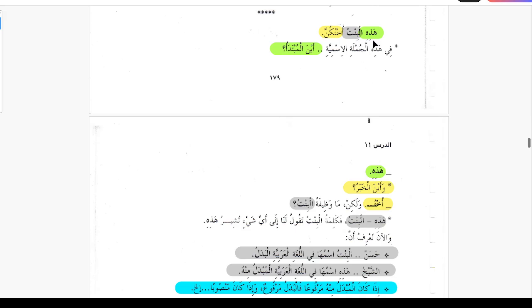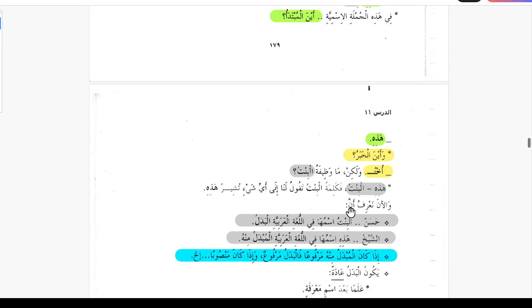Al-bintu is the one that refers to hazihi. So hazihi is equal to al-bintu; hazihi al-bintu is actually the same thing. Hazihi is a pointer, pointing to this girl. The pointer is described by the direction it is pointing to. So the word al-bintu tells us which thing hazihi is indicating or pointing to.